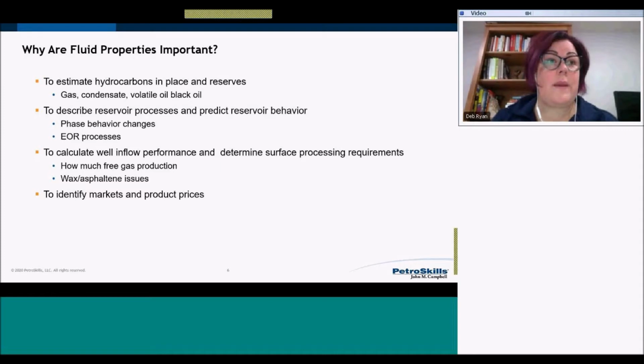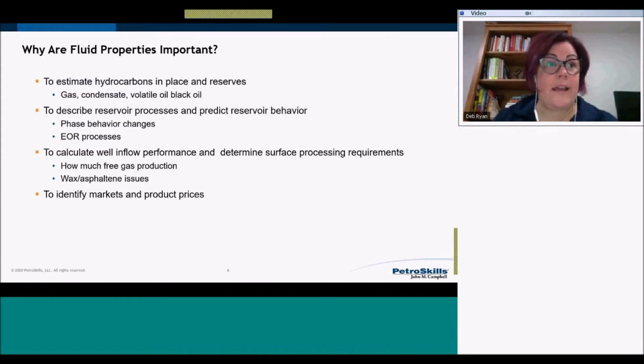We're going to talk a lot today about phase change and what that does both in the subsurface and when we bring those fluids to surface through our facilities. And also if we're going to be implementing any enhanced oil recovery or EOR methods, how those are going to impact the fluids in the ground. We need to be able to calculate well inflow performance descriptions for how the fluid is going to flow into our wells, up through the wells, and, like I said, through our surface facilities.